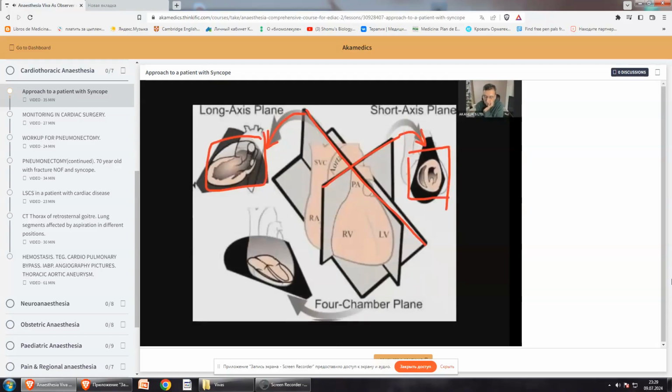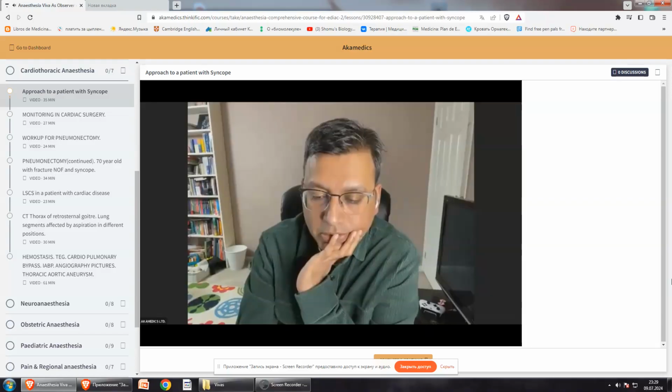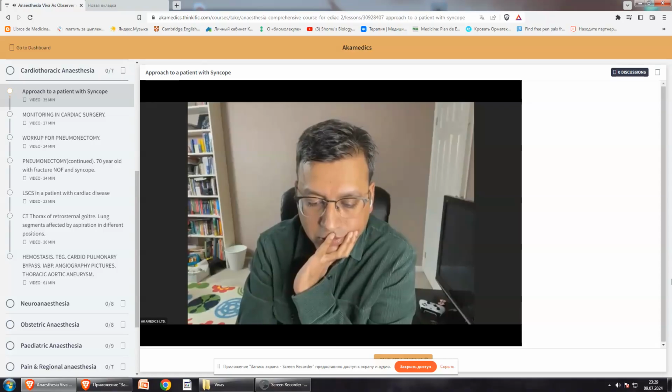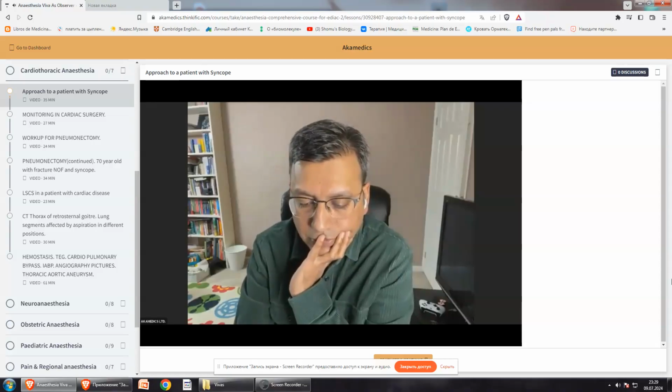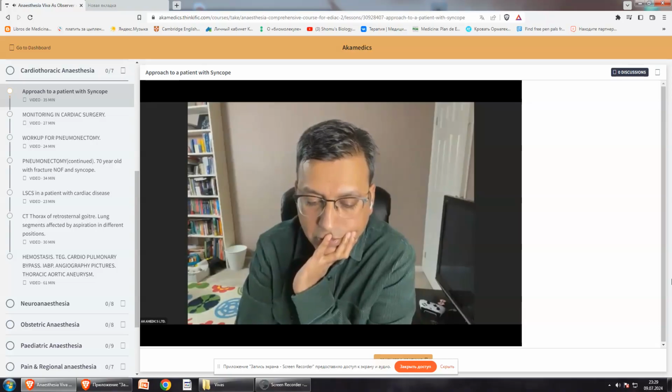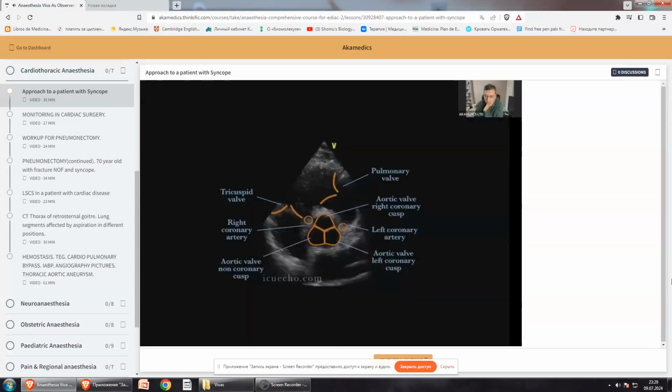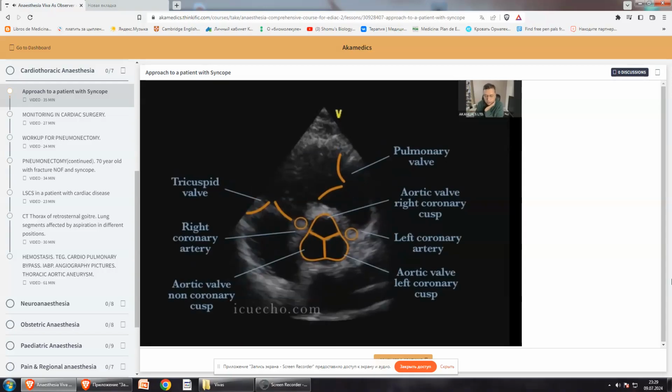Just to give an idea, if you put the probe across the heart and across the short axis of the heart, this is the image you will get. And if you put it along the long axis, the top left image is what you will get. Let's just share. So this is the short axis view. And you can see the things highlighted here.